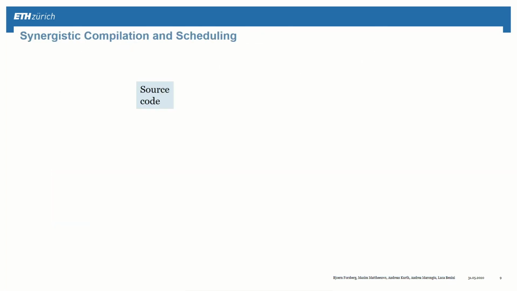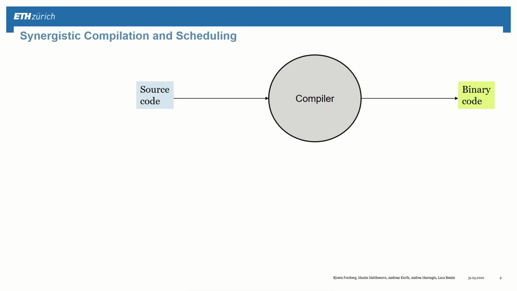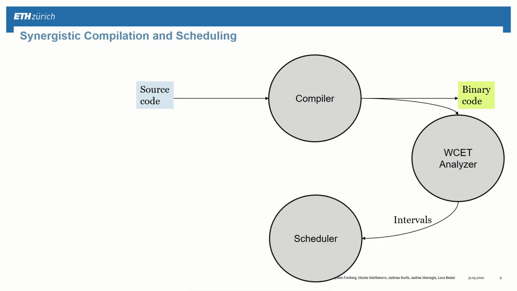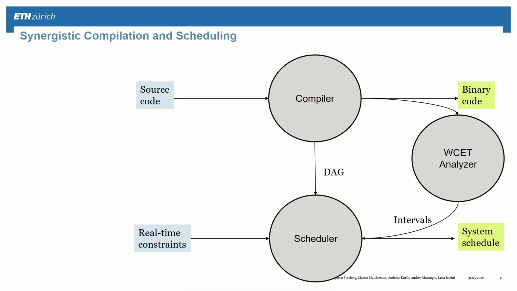So, going to the original compilation and scheduling flow for PREM, we go from the source code and produce a binary using the compiler. We also measure or analyze the worst-case execution time of each interval, which we are then scheduling. Combining this information with the real-time constraints and some metadata about the program from the compiler, we get the system schedule and the binary code. Now, of course, this system schedule is susceptible to the suboptimality from the interval selection discussed previously.